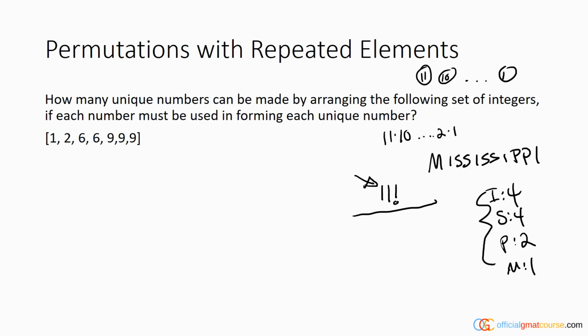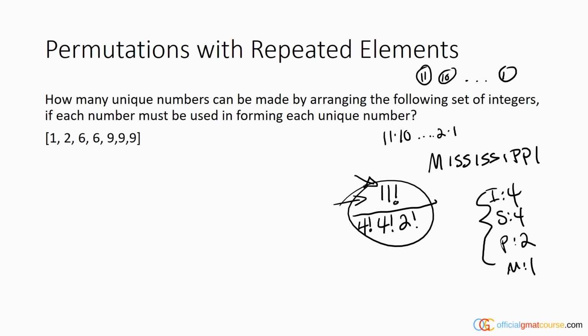But these are not unique. We have repetition. And when we have repetition, what we do is we divide the original permutation by the number of times each element's repeated factorial. So we have 4 factorial for the I's times 4 factorial for the S's times 2 factorial for the P's. And if we were to solve this out, which we won't because it's a very large number, we would come up with a solution that gives the number of unique orders of letters that create unique words that we actually care about.